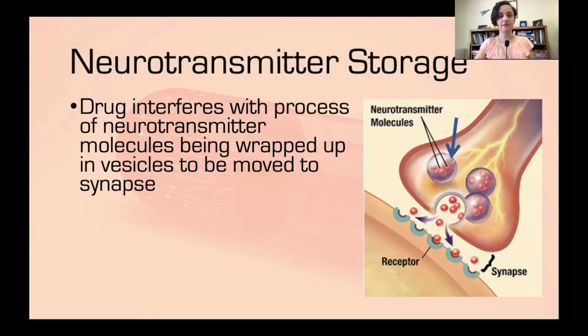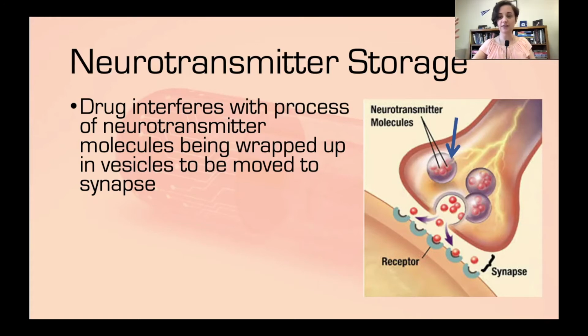Drugs can affect neurotransmitter storage. That is when the drug usually sabotages the process of the neurotransmitter molecules getting wrapped up into those little packages of cell membrane known as vesicles, and then attached to the membrane of the presynaptic cell for release into the synapse so that they can then communicate with the dendrite of the postsynaptic cell.